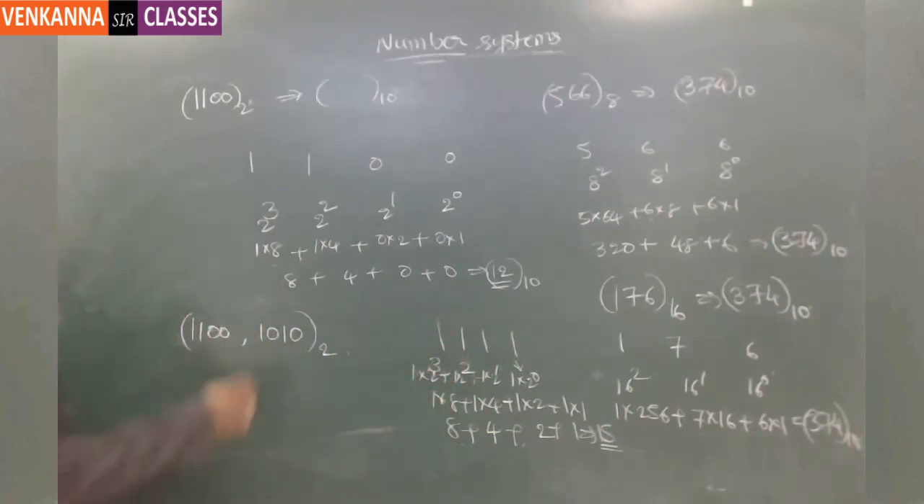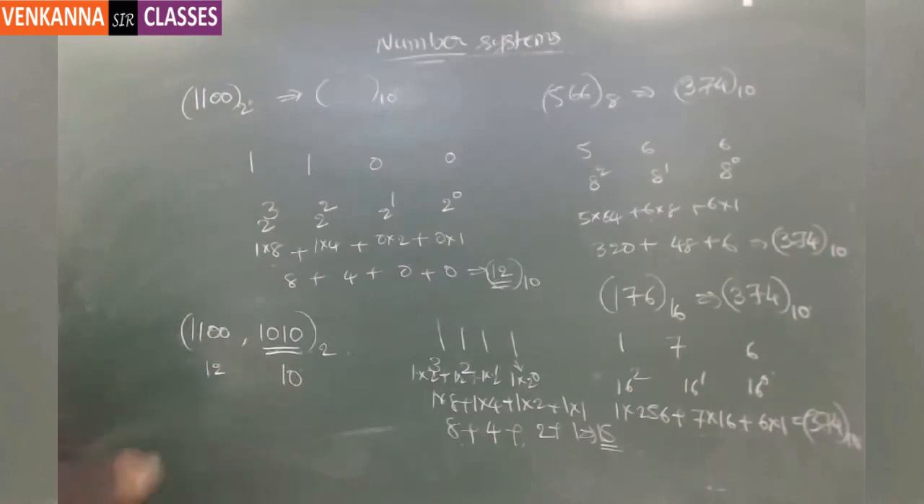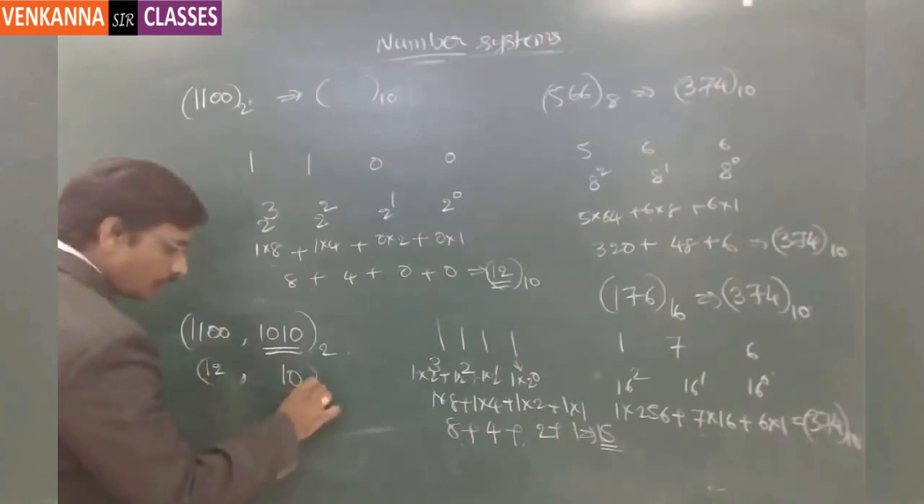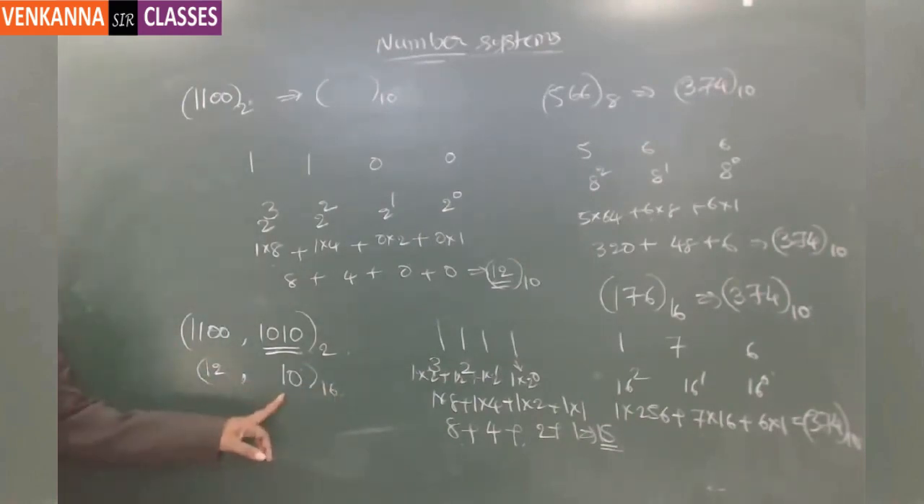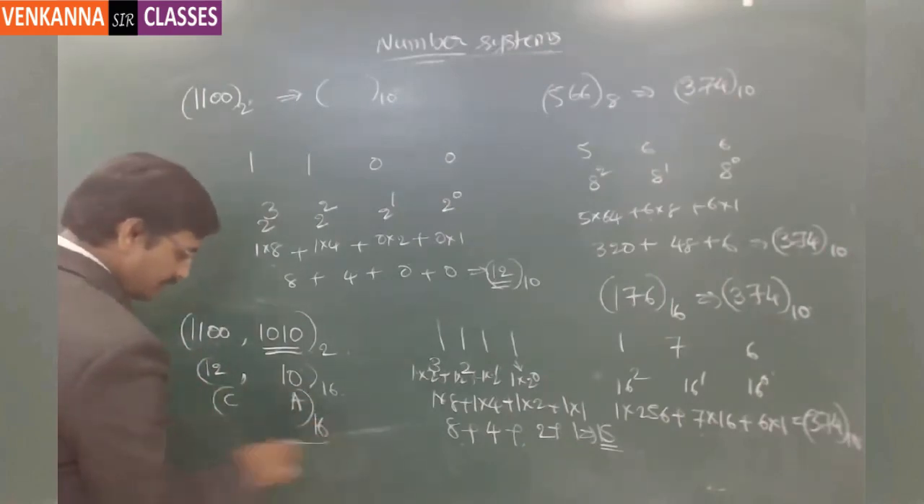Now here, if you convert this into base 10 first: this is 0 into 2 power 0, 1 into 2 power 1, 0 into 2 power 2, 1 into 2 power 3. So this is 8 and this is 2. So the total is going to be 10. And here this is going to be 12. So 12 comma 10 you have to write in the base 16 number system. As 10 is not there in base 16, the equivalent of 10 is A and the equivalent of 12 is C. So CA base 16 is the number.